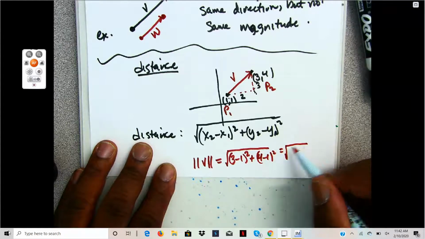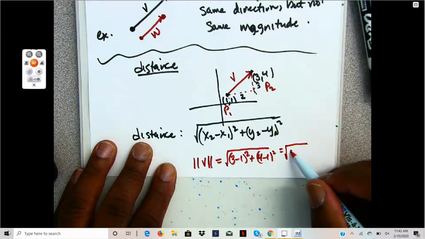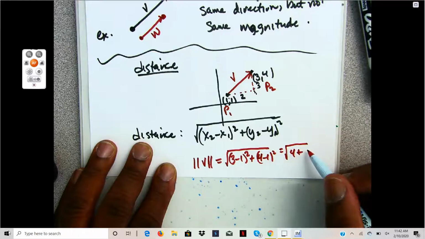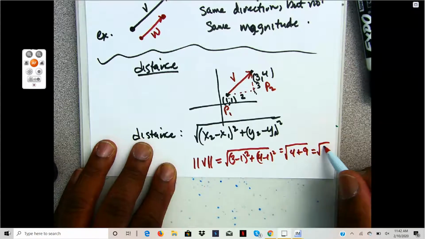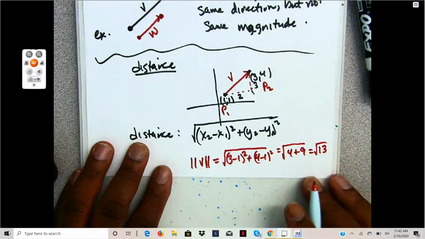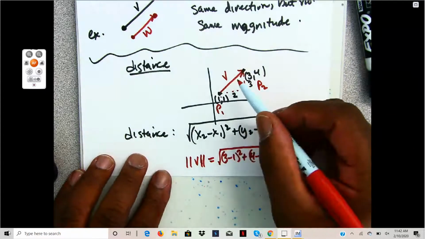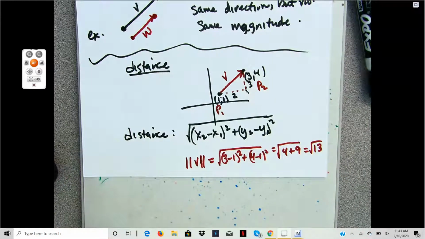So we get the square root of 2 squared, which will be 4, square root of 3 squared, which is 9. So our magnitude of vector v is going to be the square root of 13.